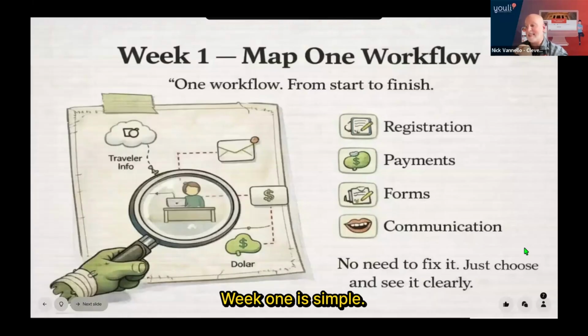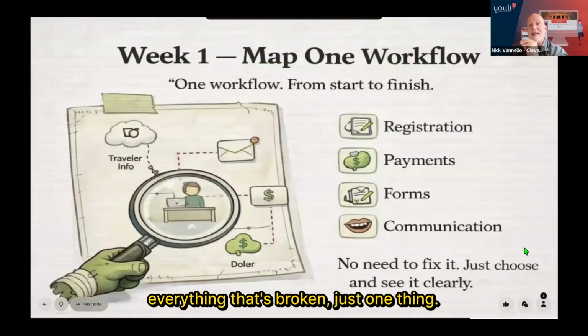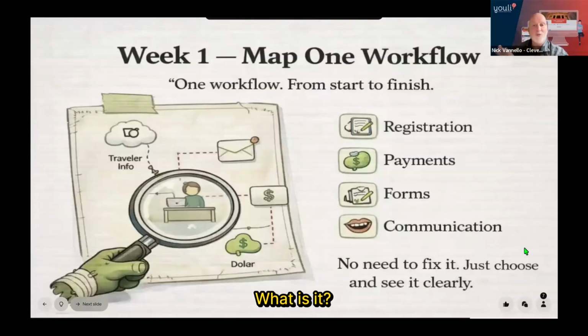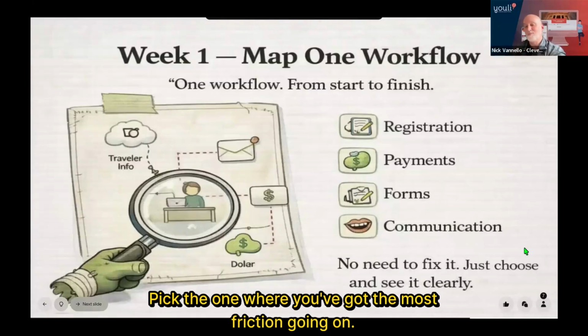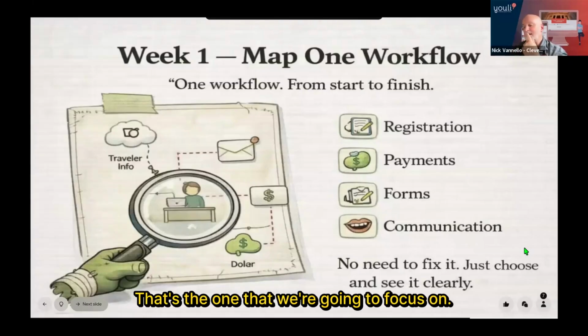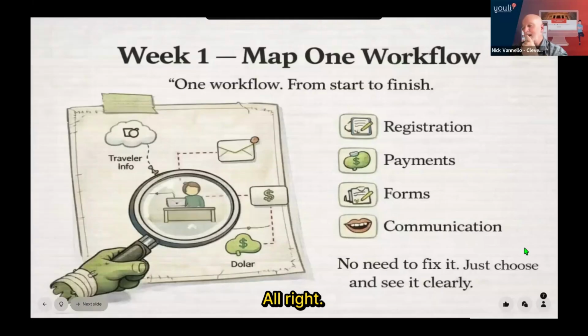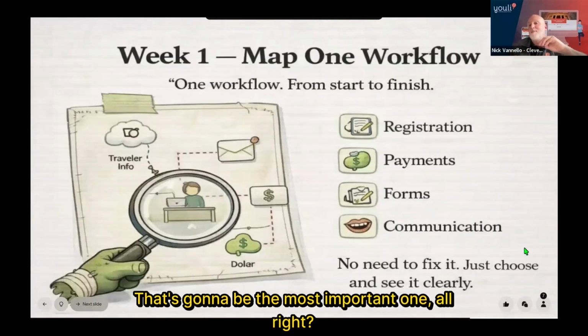Week one is simple. You're going to pick a workflow, not your entire program, not all of your trips, not everything that's broken, just one thing. What is it? Registration, payments, forms, communications. Pick the one where you've got the most friction going on. That's the one that makes you sigh a little when you think about it.